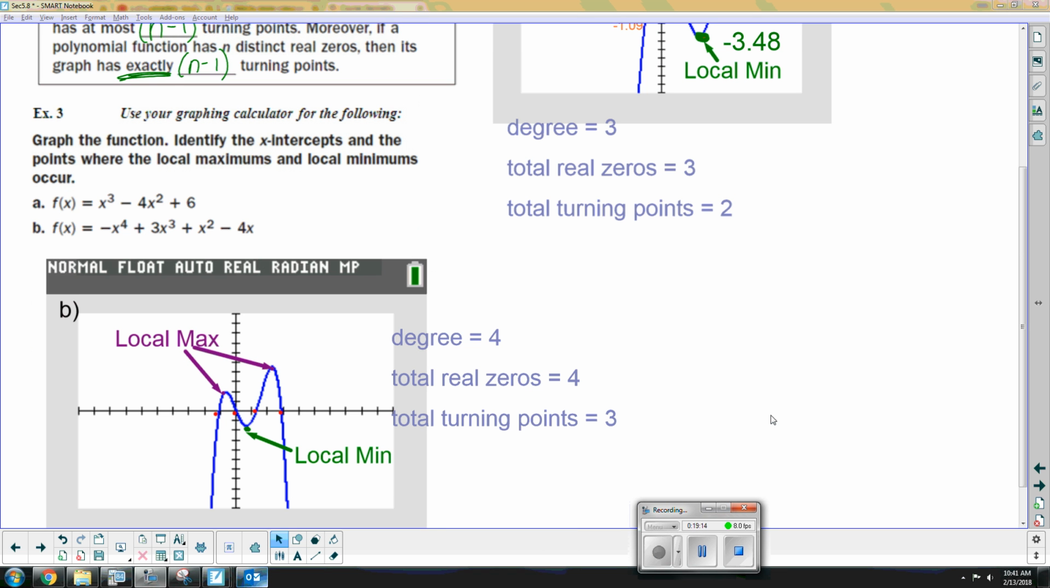So here's what your second polynomial function looks like. You have 2 maximums. The leading coefficient is negative. You have an even degree. So here's our end behavior. Focus on that. So you have 2 local maximums and 1 local minimum. Degree is 4, 4 real zeros, 3 turning points.